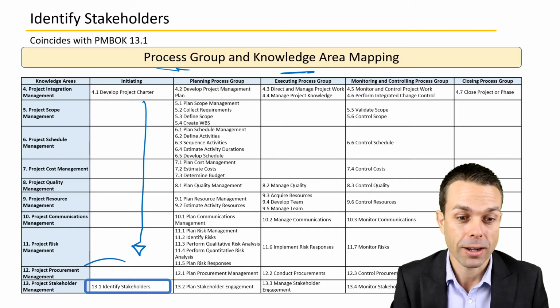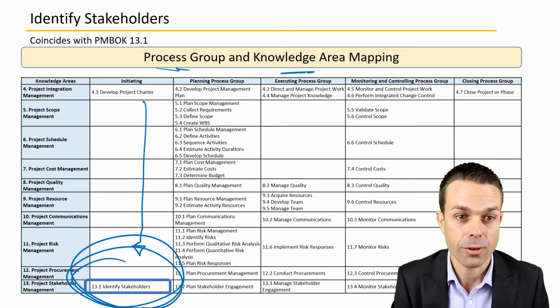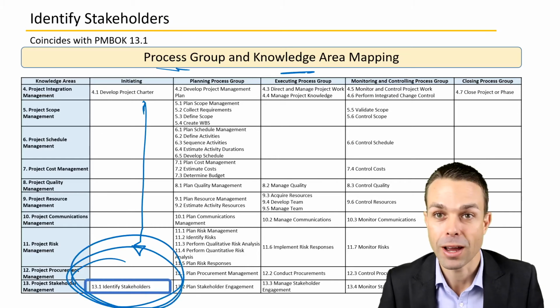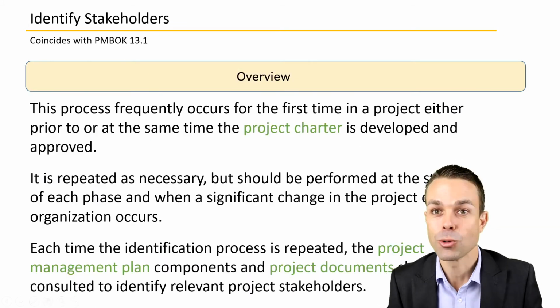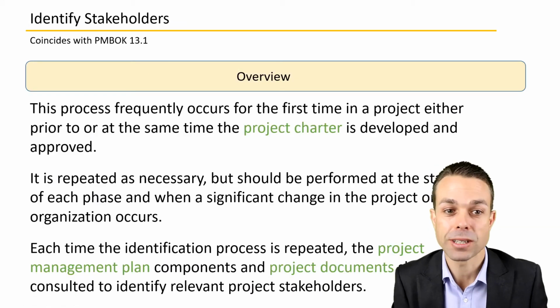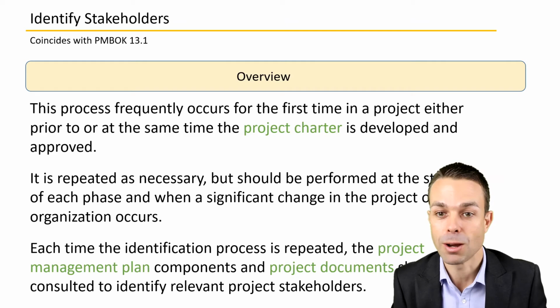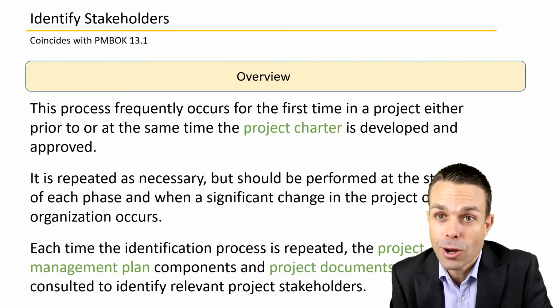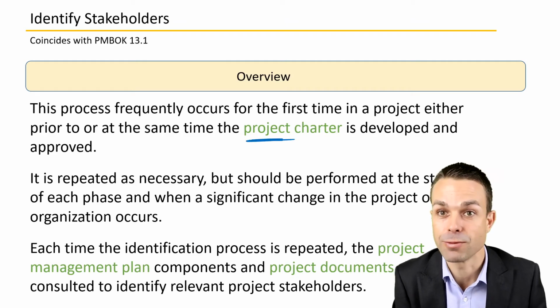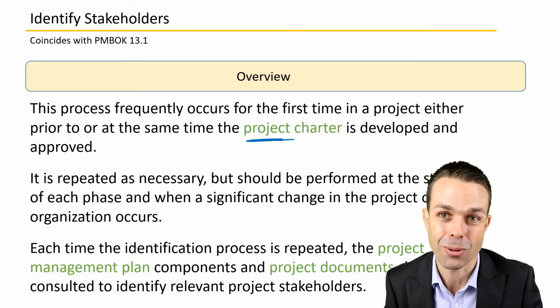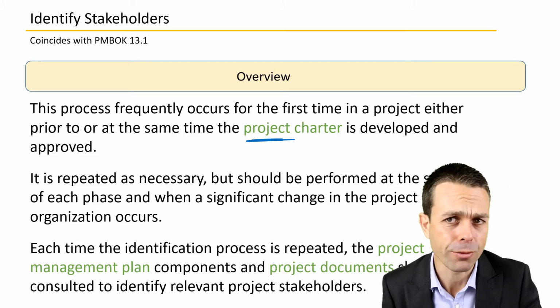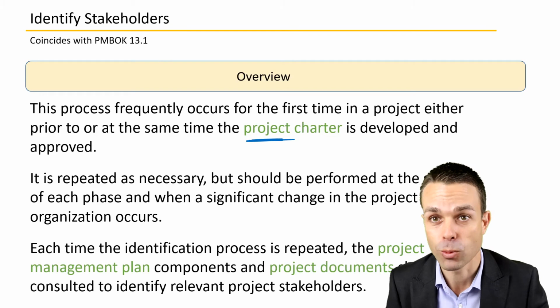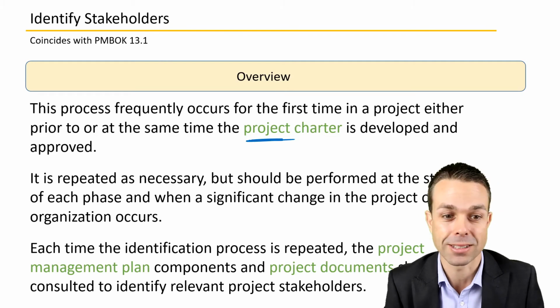So we're identifying those stakeholders very, very first once we've kicked off our project with the project charter. With identifying stakeholders, this process frequently occurs for the first time in a project, either prior to or at the same time as our project charter is developed and approved. So we're initiating our project, we need to know who's going to be involved, and then we get a more detailed look when we're really delving into identifying our stakeholders.